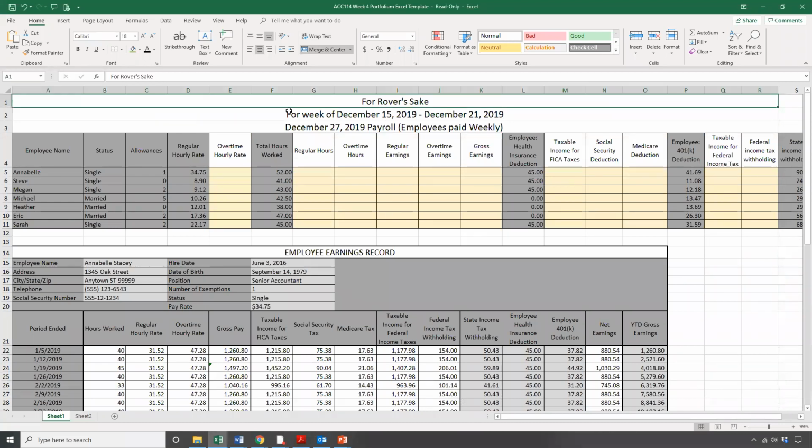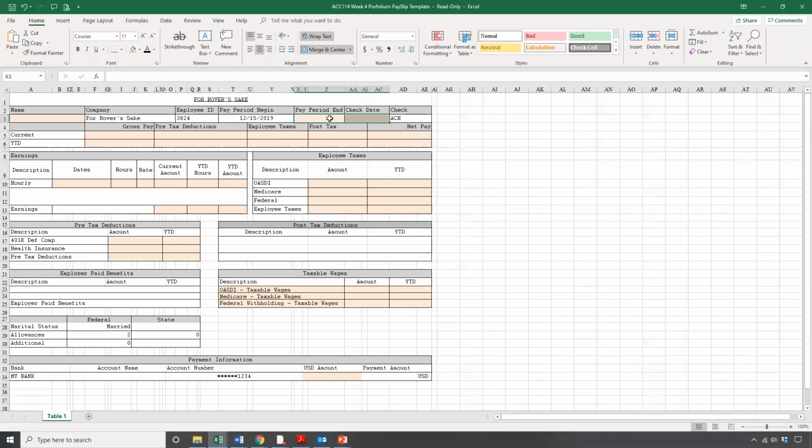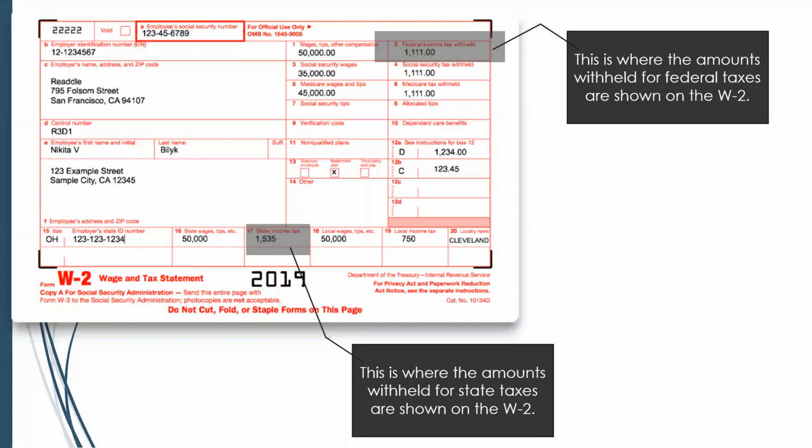Up here at the top, this is the pay period, a weekly period, for December 15th through December 21st of 2019, and then the payroll is going to be run on December 27th. So those will give you those periods right there. And then when you go down to gross pay and pre-tax deductions, remember that this is the current line and this is the year-to-date line. So for Annabelle, this is going to be only for Annabelle. You're only doing one of these.